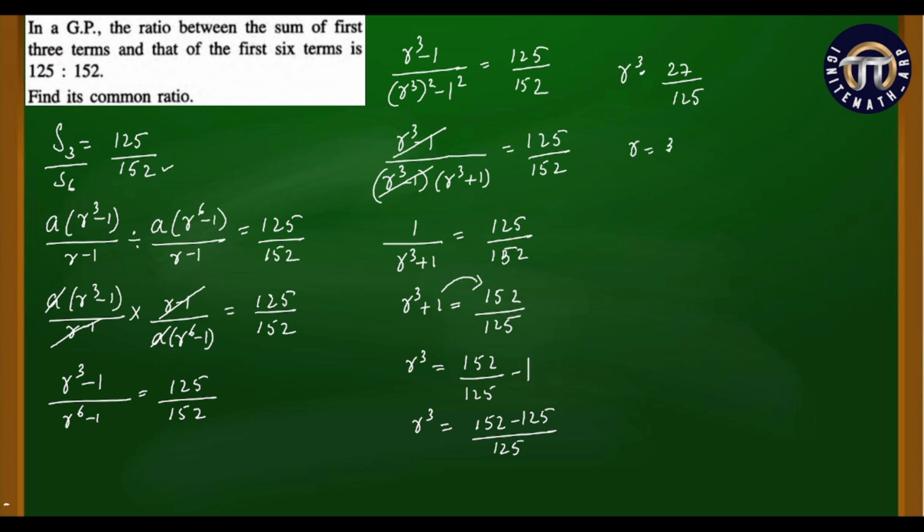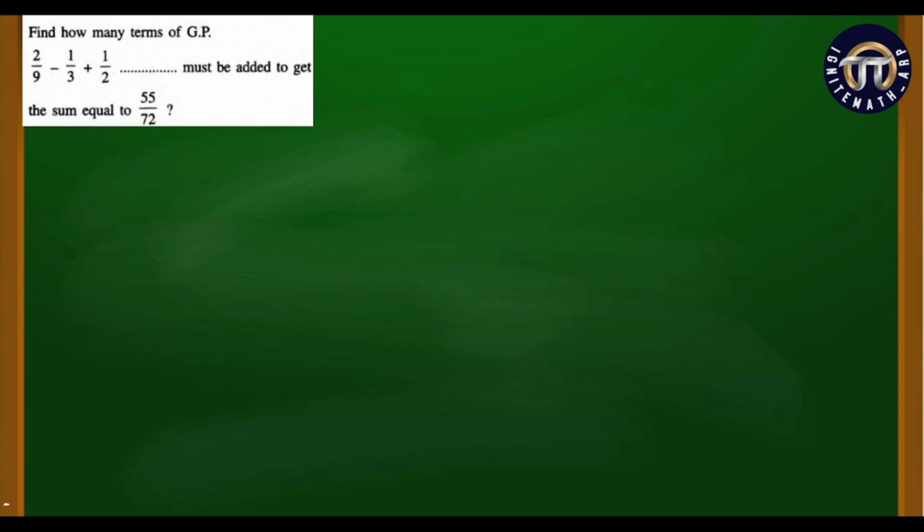So r is equal to cube root of 27 by 125. So r is equal to 3 by 5. So common ratio I am getting it as 3 by 5. Yes, children. Now let's see the next question.